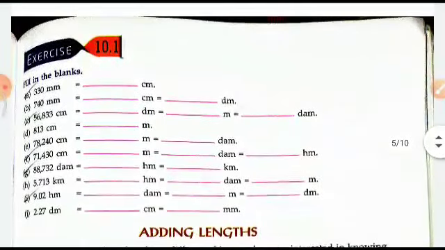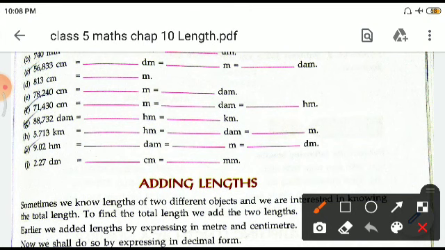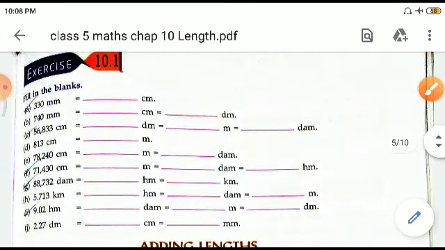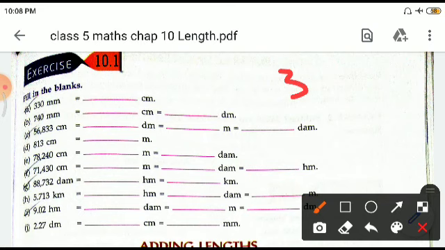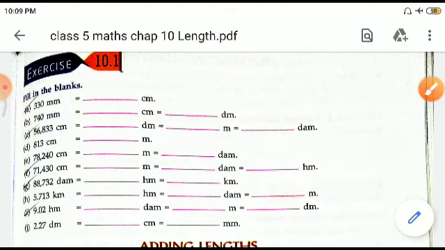Now there are some fill in the blanks here. See, there is 330 millimeters is equal to blank centimeters. Now what you do is we divide 330. We all know 10 millimeters is equal to 1 centimeter. So we divide it by 10, and we will be getting 33 centimeters, right? And this is how you need to do this exercise, right?